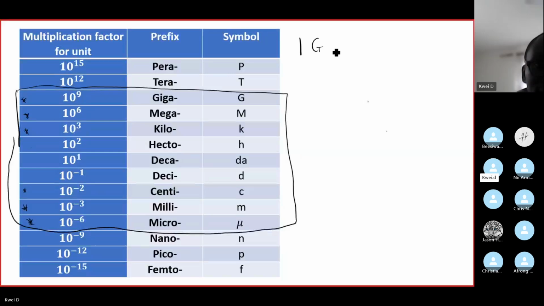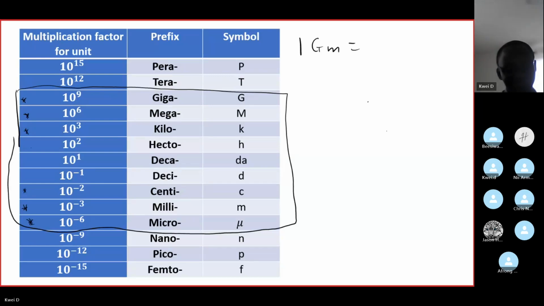So if you have something like 1 gigameter, what is it equivalent to? What do you think it is equivalent to? I want someone to try. Any hand? Chris. Nana. Unmute your microphone. Yes, Chris, what do you think it means?